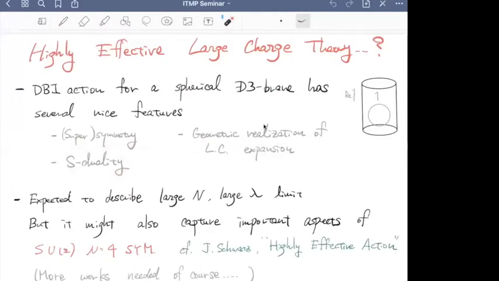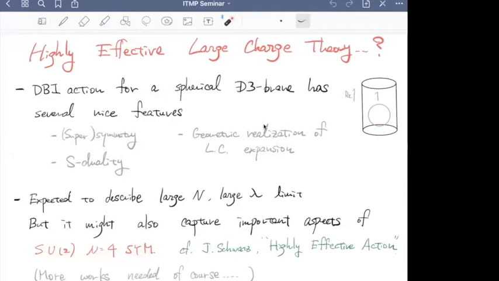So although this original DBI action is expected to describe the large N and large lambda limits, and large lambda is also important if you want to neglect the alpha prime corrections to the DBI action, there might be a chance that it also captures some important aspects of, for example, just SU(2) N=4 super Yang-Mills, which is very far from SU(N) N=4 super Yang-Mills in the large N limit. And this is, again, more like a conjecture or a suggestion. It's definitely important to work out the details.